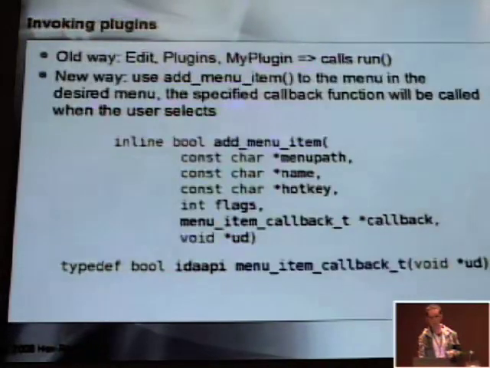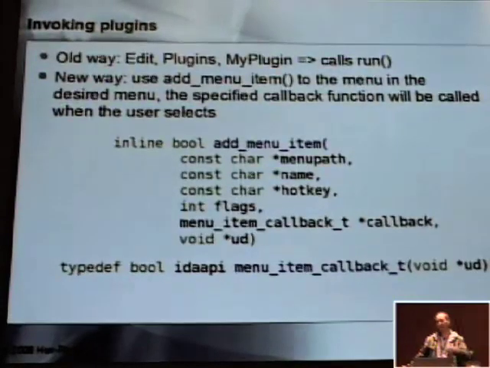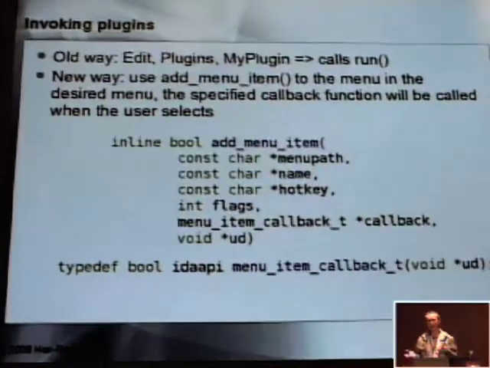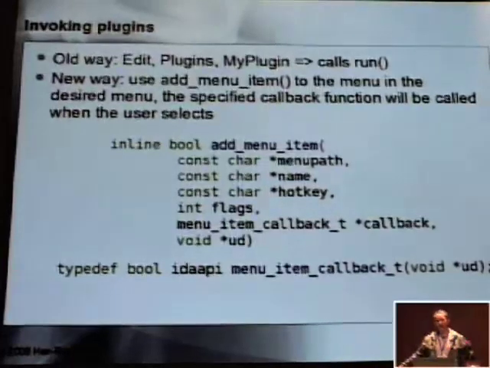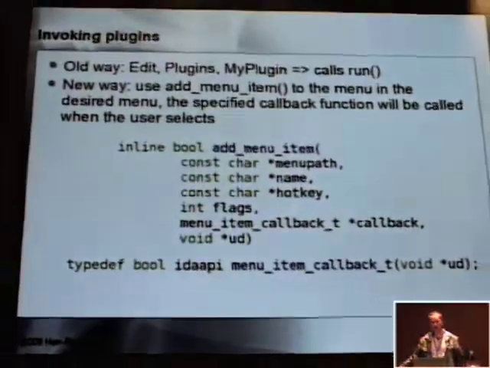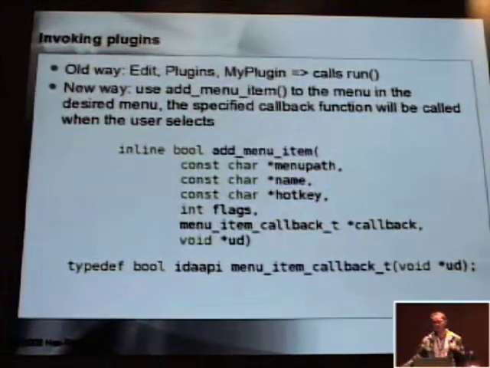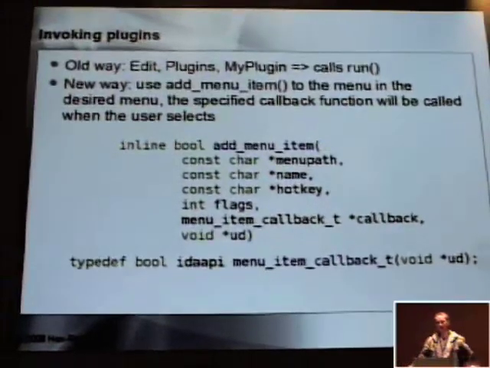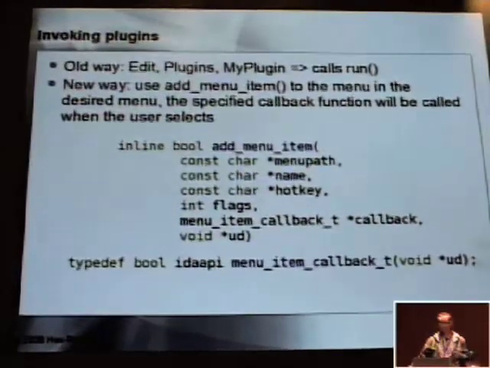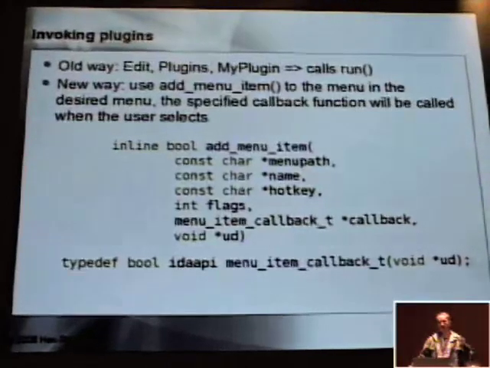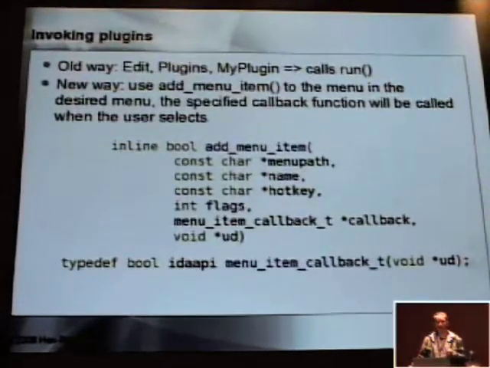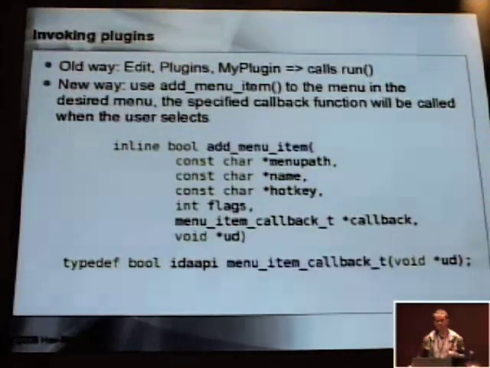The next thing, if your plugin is useful, if it's an interactive plugin, then there must be a way to invoke it, to start it. Either you will see your plugin in the plugin submenu, or your plugin may also add a menu item to any menu in IDA. For that, you use this add menu item function call.